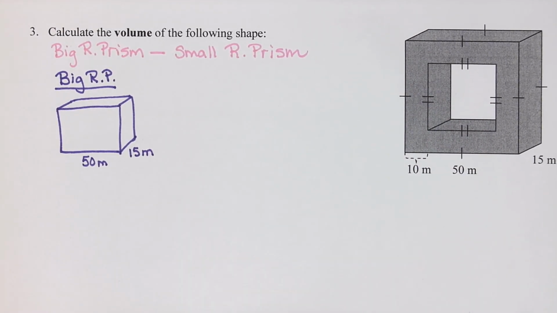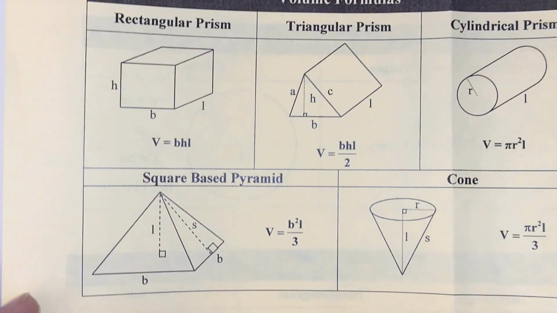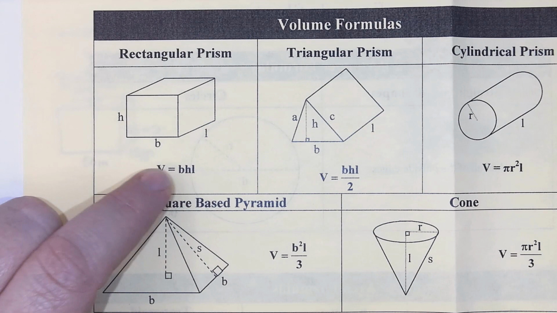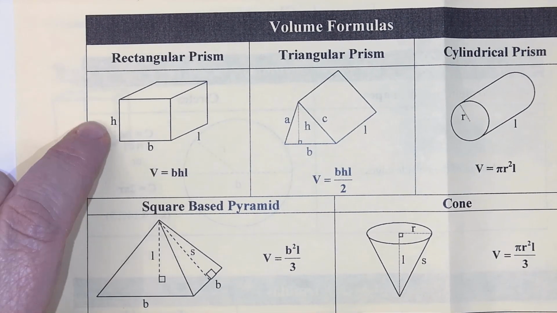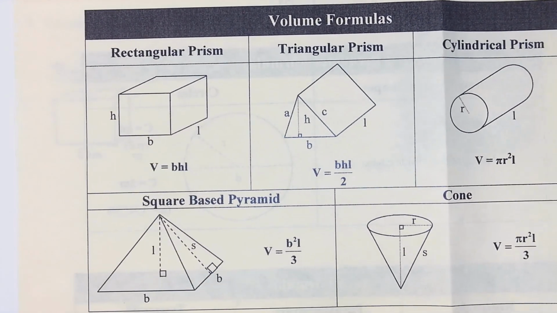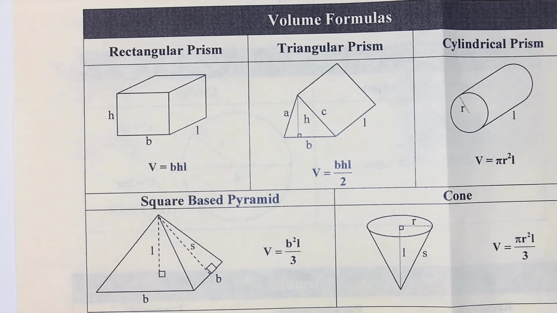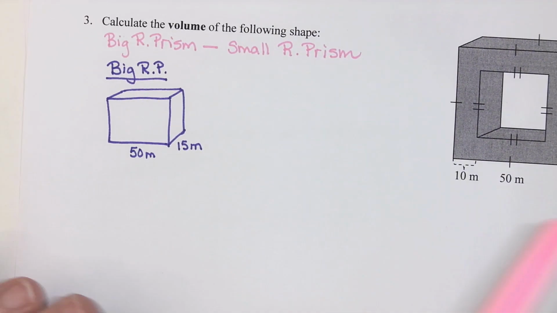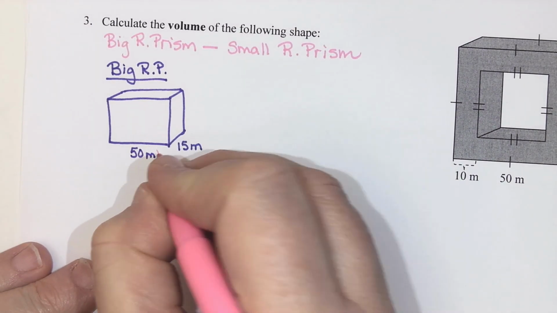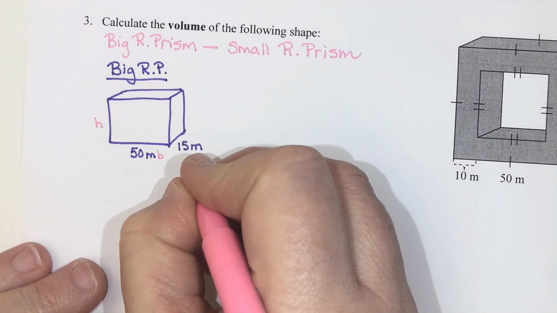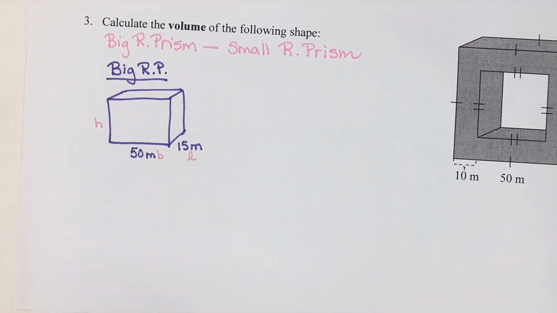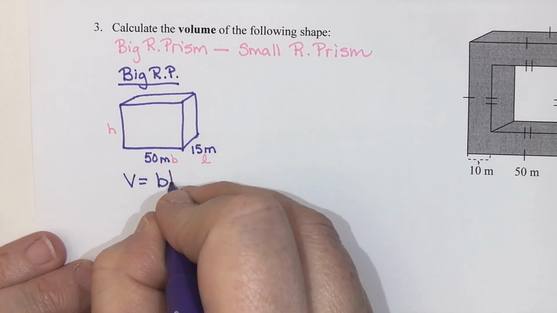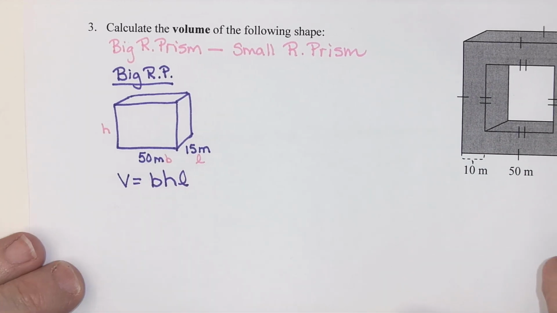So when I look at the volume of a rectangular prism, it is base times height times length. The base is going this way, the height is going that way, the length is going that way. So I am just going to label those on there. So I have base, height, and length. And my volume is just base times height times length.